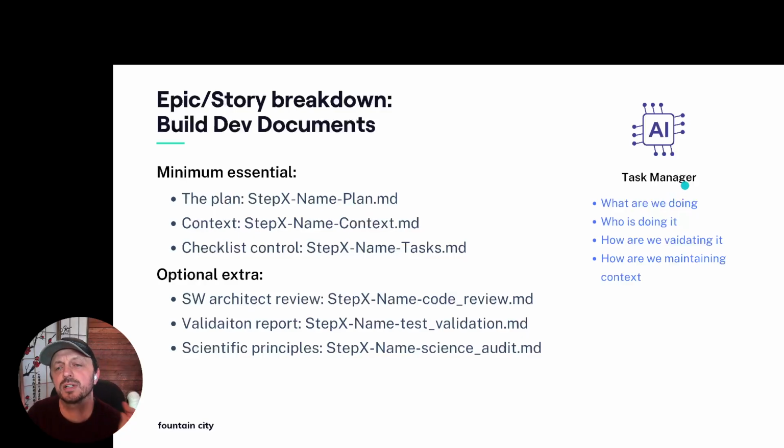The task manager is your project manager agent, and it's defining what we're doing, who's doing it, which agent's going to do what job for those tasks. We're going to determine also how we're validating it and how we're maintaining. Apparently I have problems typing validating. I mistyped it on the right as well.